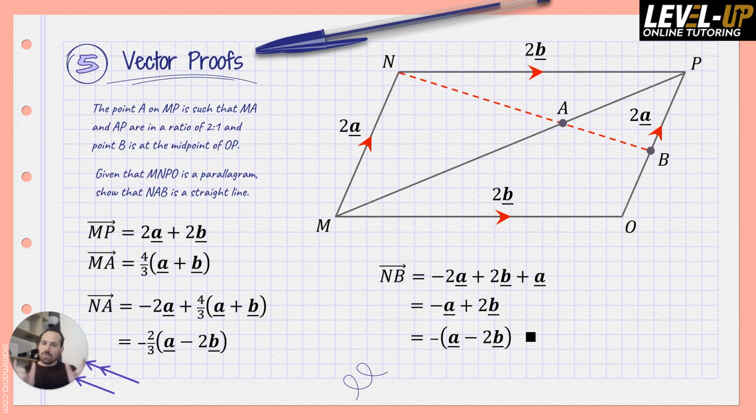So you see there, they're both just multiples of this vector A minus 2B. So they are therefore going in the same direction. Therefore, N to A and N to B must be part of the same line. So that's that. That's an example of a proof.